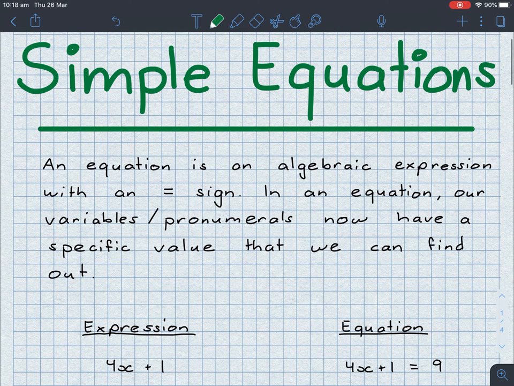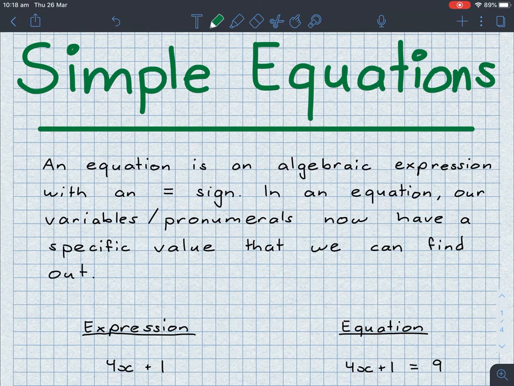So we're going to be starting a new chapter today. We're starting equations. So if you are a title page kind of person, equations, and this is chapter 2 from your textbook. So heading for today is just simple equations, and we're going to go over some things that you learned in year 7, just to remind ourselves before we move on to the year 8 level equations next week.